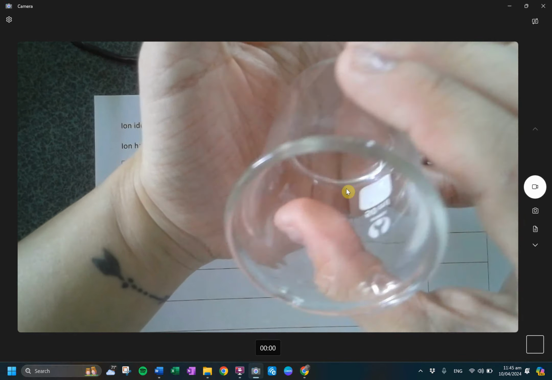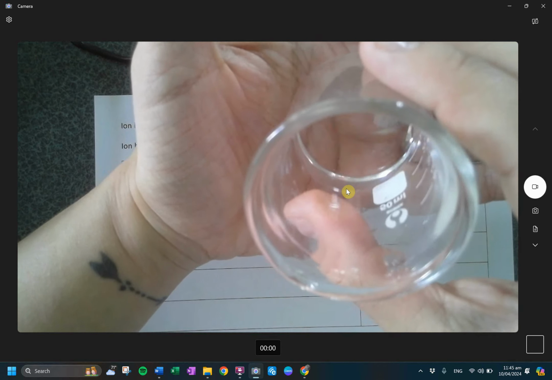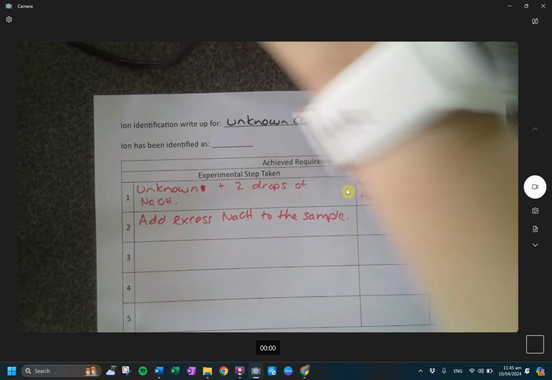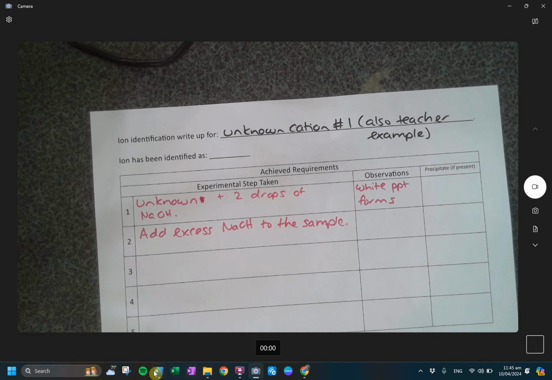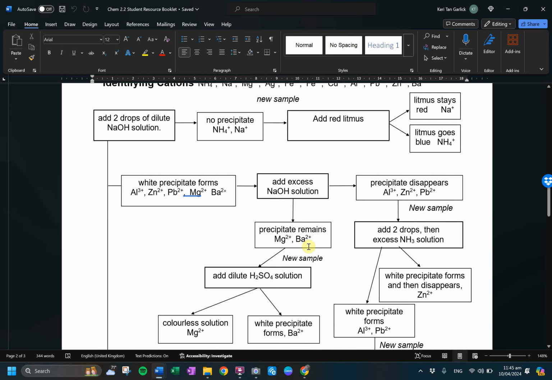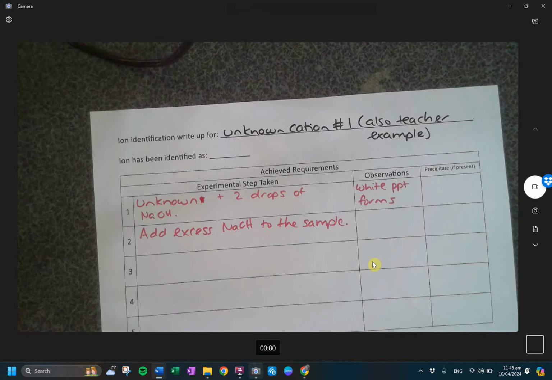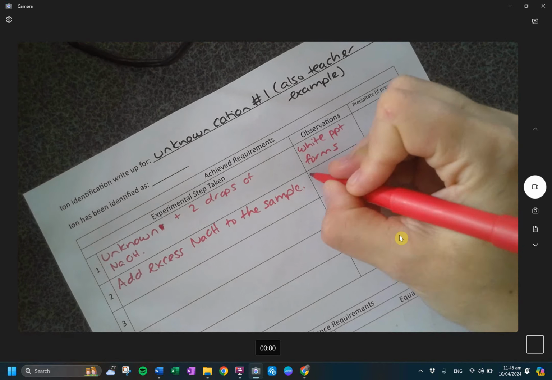Or even if it's not all gone, if it's starting to dissolve, then count it as dissolved. If you're not sure and you want to double and triple check, remember I'm happy to give you bottles with the actual known ions in there. So if you think, I'm not sure if it's actually dissolving, and we go back to our flow chart and I want to make sure it's not magnesium or barium, I'm happy to give you magnesium and barium so you can see what they look like in comparison, okay? So from that information, I'm going down this way. Let's go back to our sheet here. So we have white precipitate disappears.